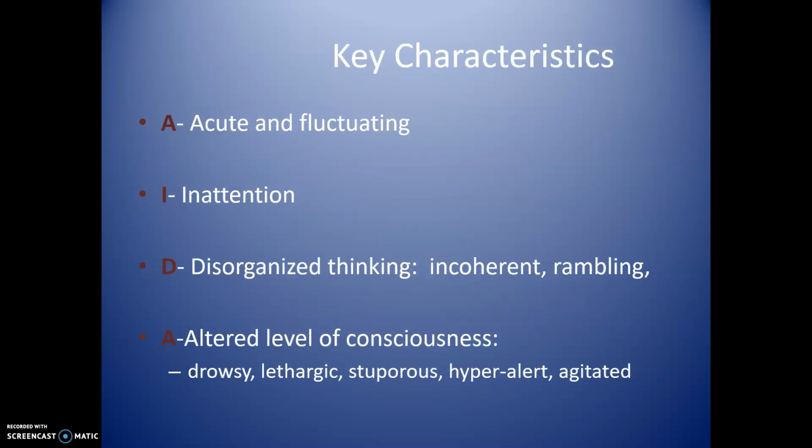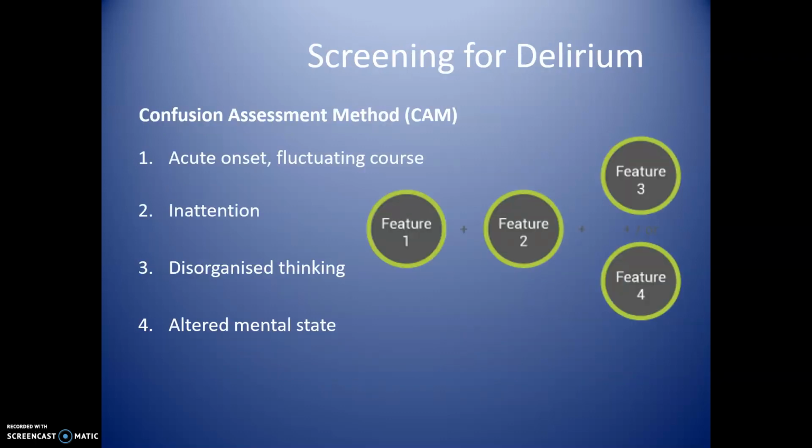The key characteristics of delirium are an acute and fluctuating course, inattention, and either disorganized thinking or an altered level of consciousness, which can be depressed, drowsiness or lethargy, or exaggerated, such as hyperalertness and agitation. The confusion assessment method makes use of these key features.